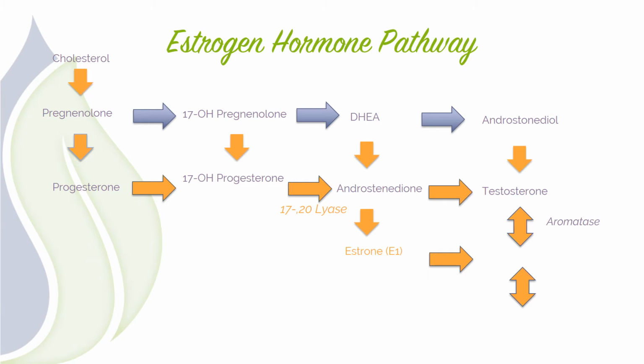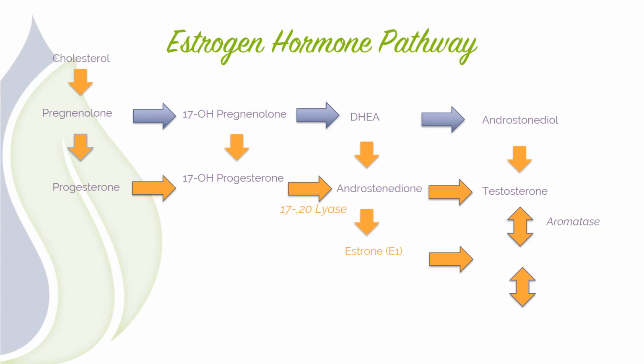So it starts with cholesterol and goes to pregnenolone and to progesterone. As we said, progesterone is important in both men and women for function of the nervous system. It's helpful for sleep, and it helps with healing of tissues when they're injured. You can go to 17-hydroxypregnenolone or 17-hydroxyprogesterone. Both of those go to the weak androgens DHEA and androstenedione.